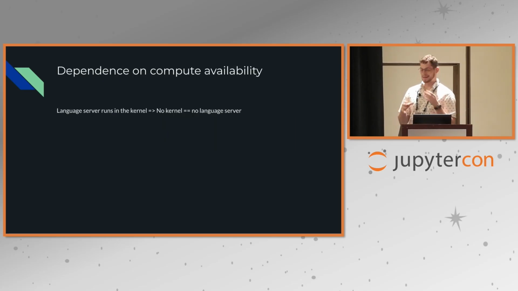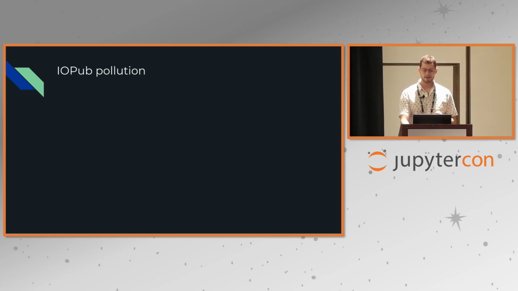Then because our language server is embedded in the kernel itself, it does create this dependence on compute availability. In Databricks, you can create a notebook and you can edit it and all that kind of stuff without it actually being connected to a kernel and compute engine instantly. So that means that you can end up in a situation where you don't have a compute, so you don't have a kernel, you don't have a kernel, so you don't have a language server. There are some things that we're looking into to improve this, but right now it is a bit of a downside.